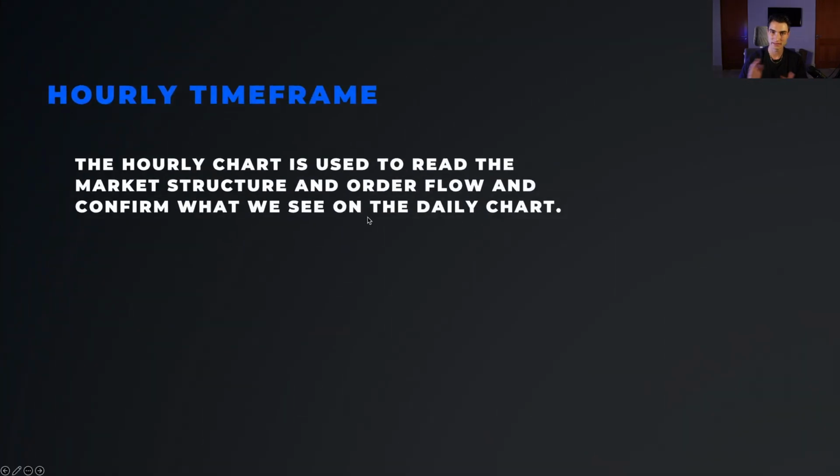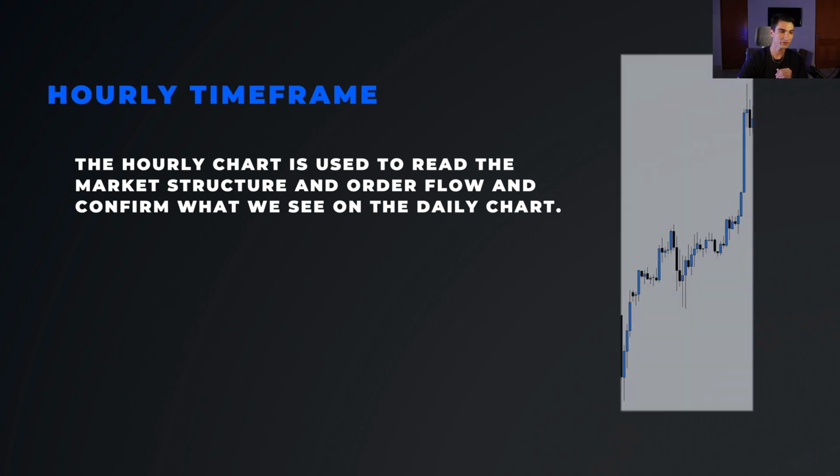All right, so now from the daily, we work our way down to the hourly. Again, it's top-down analysis. The hourly chart is used to read the market structure and order flow and confirm what we see on the daily chart. On the daily chart, we already have a bias as to what we're looking for. In this case, it's bullish. So what we're doing on the hourly time frame is reading market structure and order flow to confirm what we're already seeing. If the daily chart is indicating it's bullish, we're confirming that the market structure and order flow is also bullish on this time frame as well.